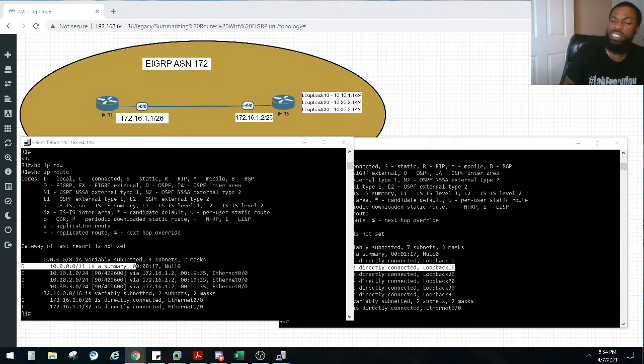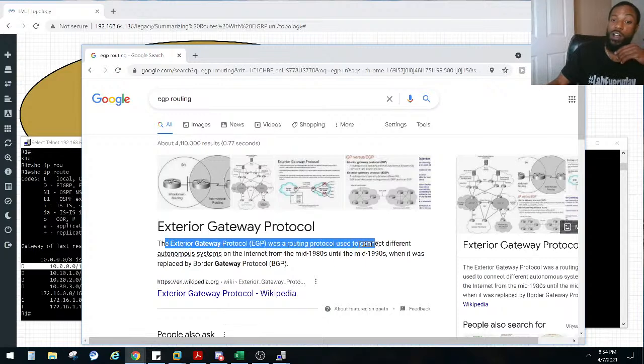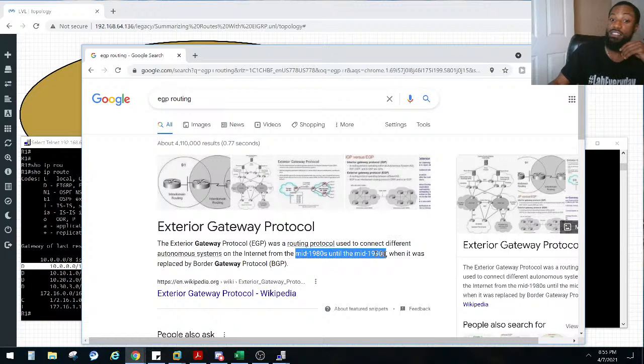I don't even remember. What is it? EGP protocol? Let's see. I'm going to have to Google that real quick. Yes, the Exterior Gateway Protocol was some antiquated routing protocol back in the day, before probably some of y'all were even born, right? It was used to connect different autonomous systems in the network from the mid 80s to about the mid 90s.